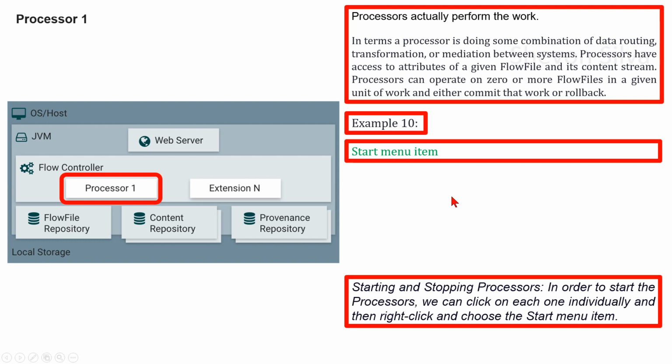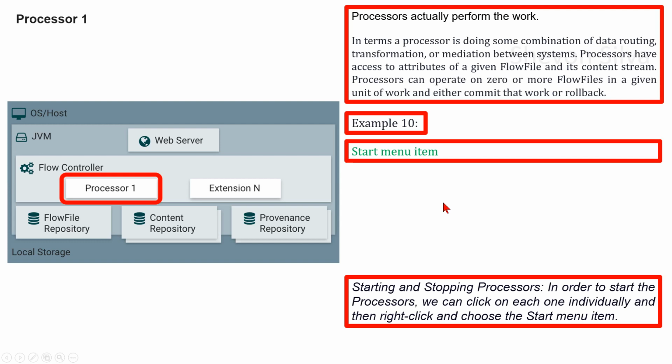In order to start the processes, we can click on each one individually, then right click and choose the start menu item. Alternatively, we can select the first processor, then hold the shift key while selecting the other processor in order to select both. Then we can right click and choose the start menu item. As an alternative to using the context menu, we can select processors and then click the start icon in the operate palette.